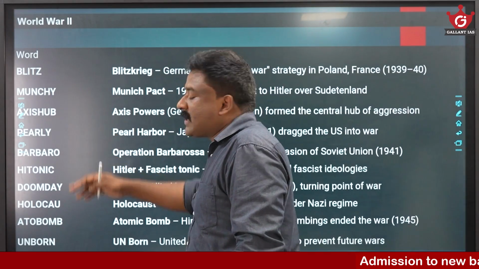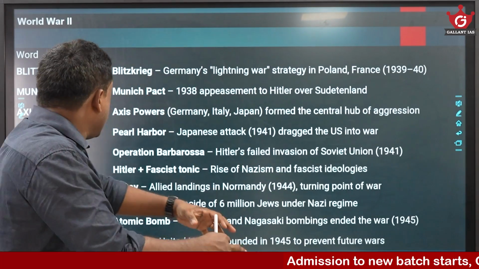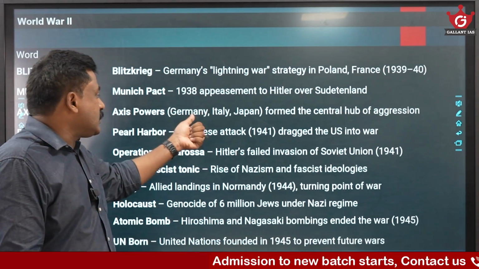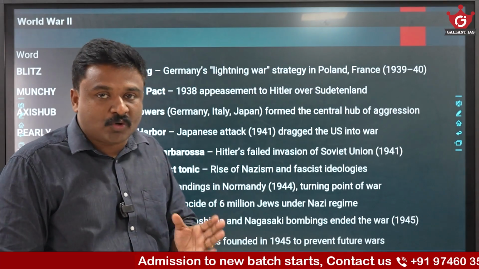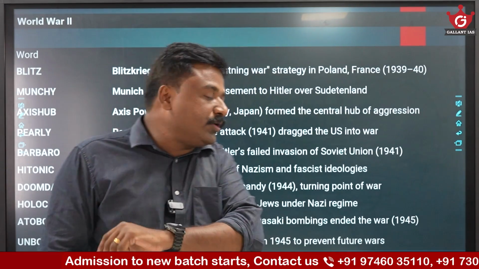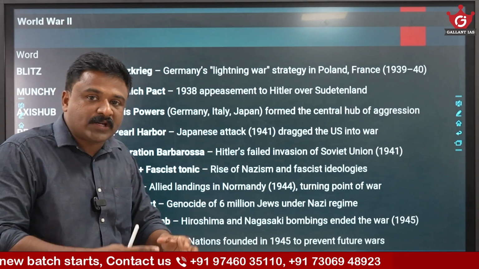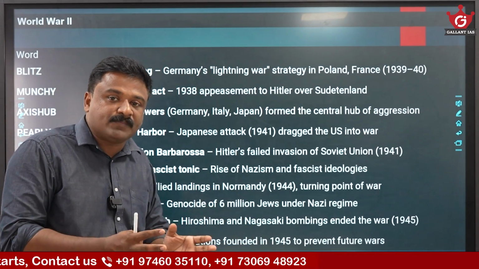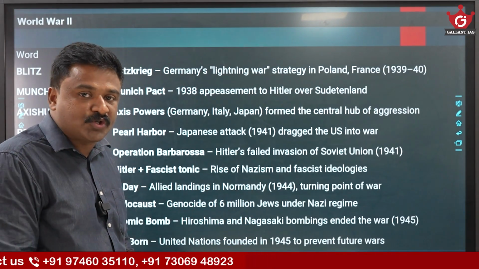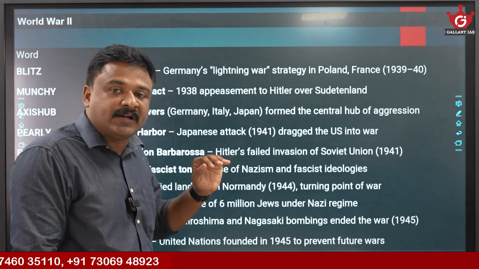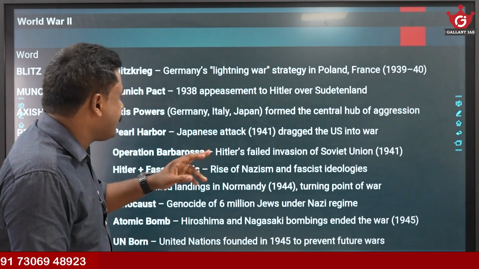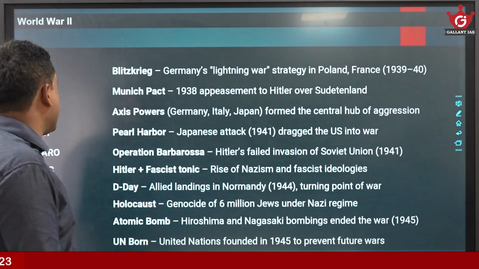Then there is Axis hub. It is the hub of Axis powers. Germany, Italy, Japan are Axis powers. On the other side, there are Allied powers. These Nazi, fascist, and militarist regimes formed a team against European powers like Britain, France, and the US, etc. So they formed the central hub of aggression.